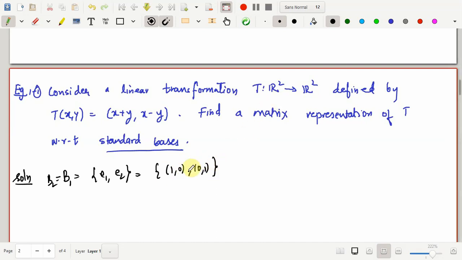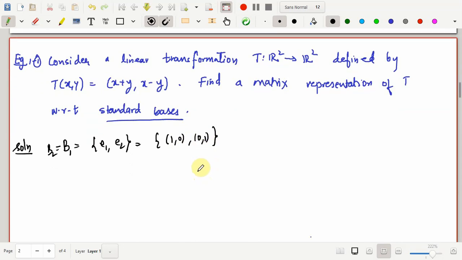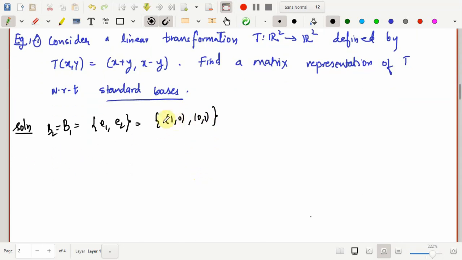The dimension of R2 is 2. So what you will have to do is look for the images of e1 and e2. First you look for T of e1, that is T of 1 comma 0. By definition, you will have to write down the resultant vector in terms of 1 comma 0 and 0 comma 1 once again, because B2 is the same as B1. So in this case it is 1 plus 0, 1 minus 0, that is 1 comma 1. Okay, and how would you write this in terms of 1 comma 0 and 0 comma 1?